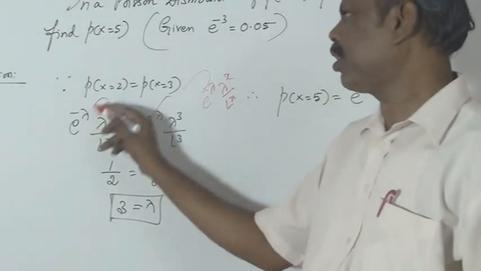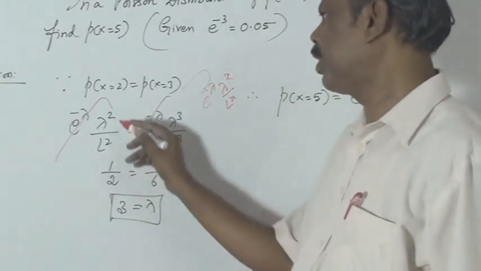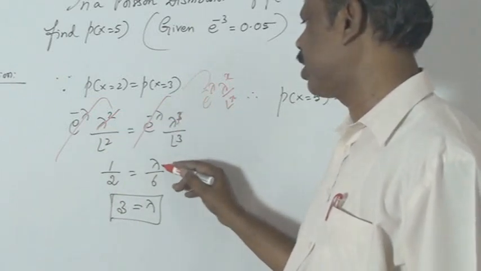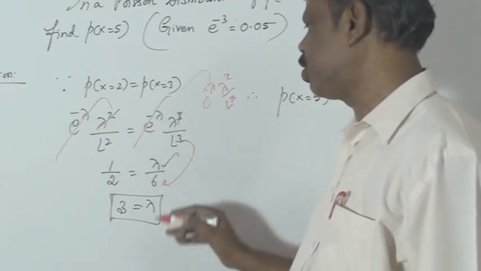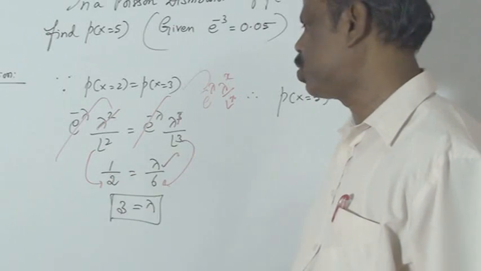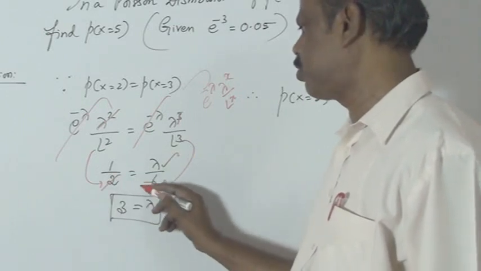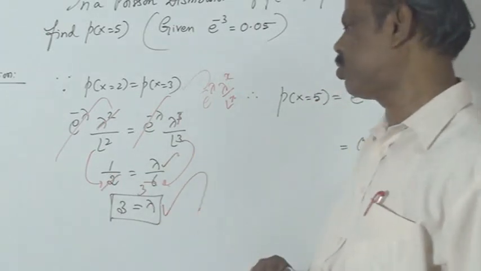So here e power minus lambda will get cancelled. Lambda square will get cancelled, so we will get 1 by lambda. Factorial 3 is 6, factorial 2 is 2. Cancelling this, we will get 3. Therefore lambda becomes 3.